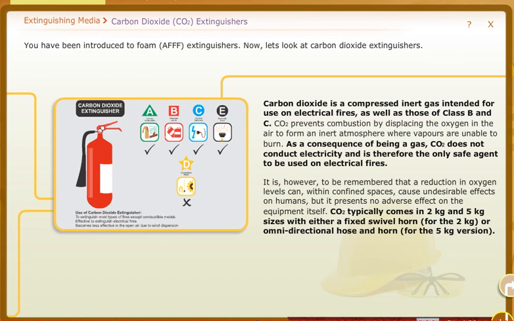CO2 prevents combustion by displacing the oxygen in the air to form an inert atmosphere where vapors are unable to burn. As a consequence of being a gas, CO2 does not conduct electricity and is therefore the only safe agent to be used on electrical fires. It is, however, to be remembered that a reduction in oxygen levels can, within confined spaces, cause undesirable effects on humans, but it presents no adverse effect on the equipment itself. CO2 typically comes in 2 kg and 5 kg sizes, with either a fixed swivel horn for the 2 kg or omnidirectional hose and horn for the 5 kg version.